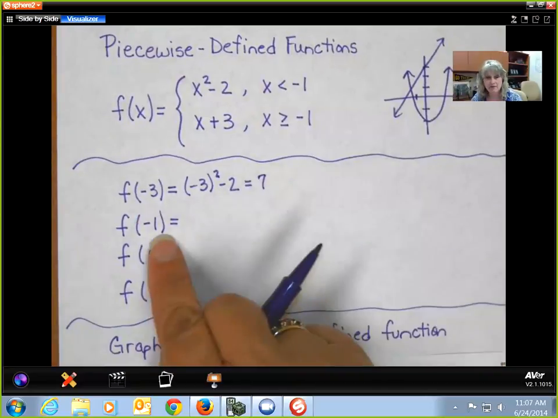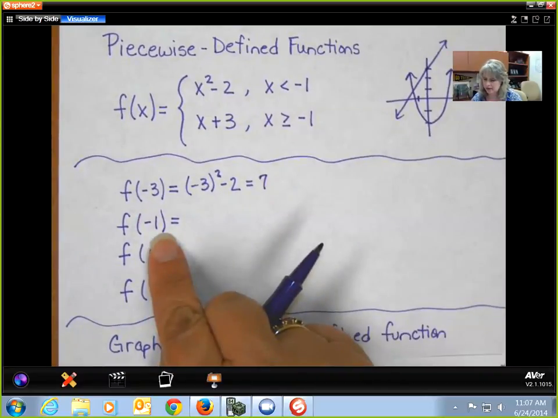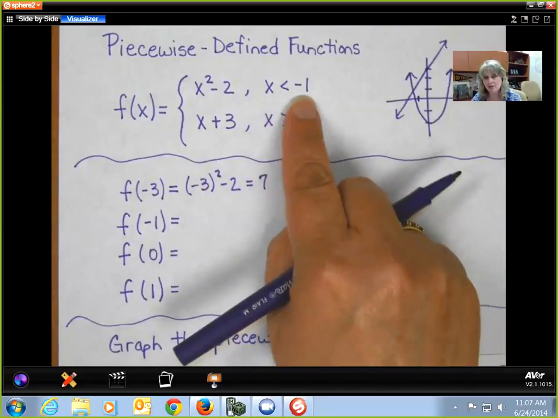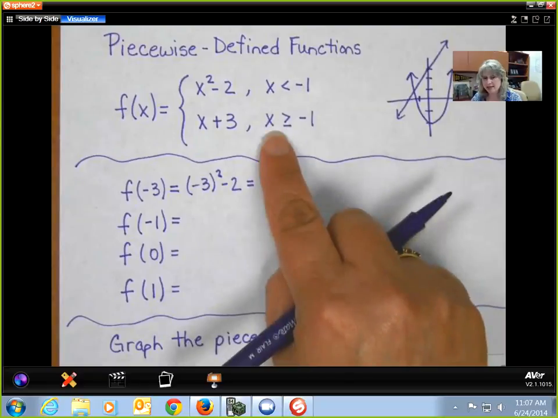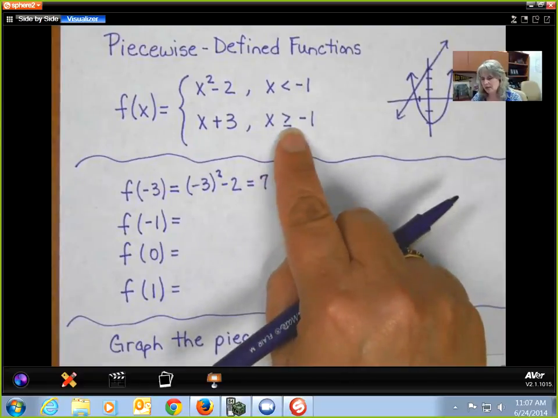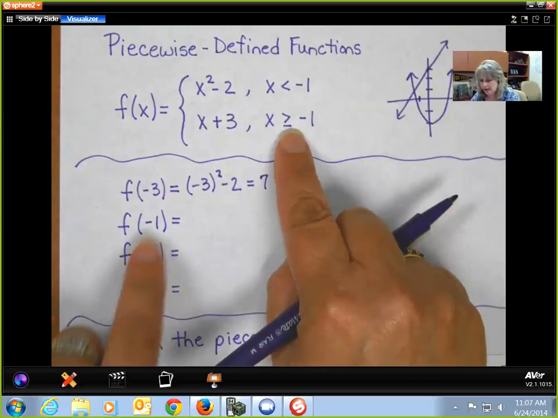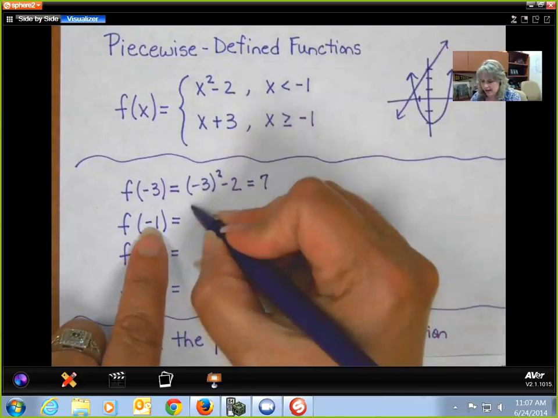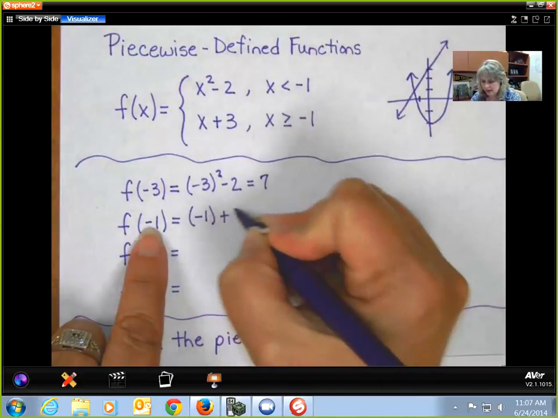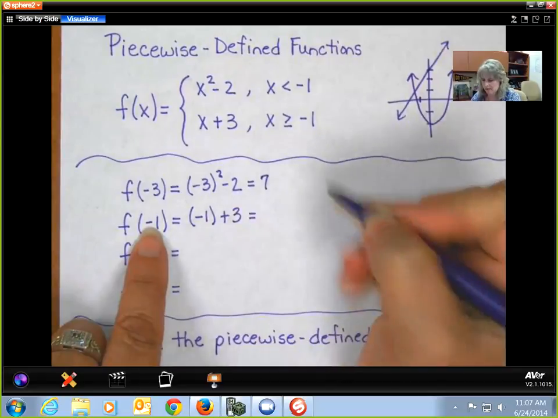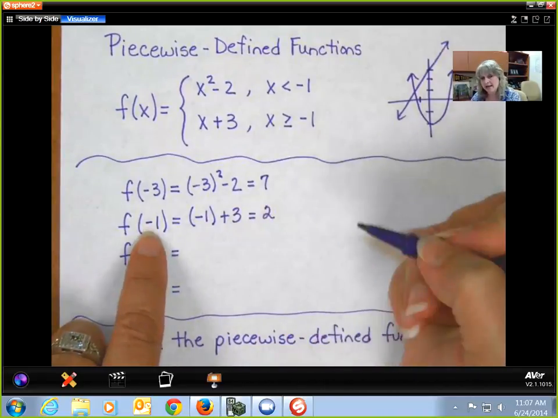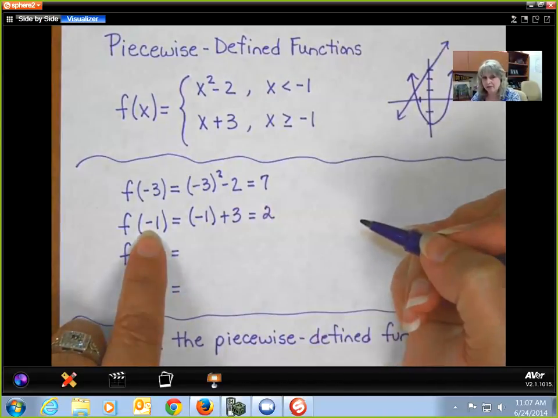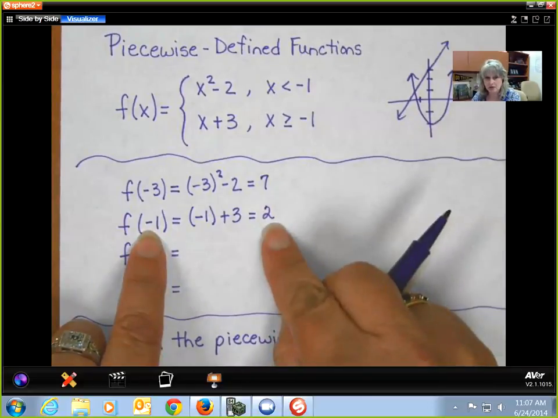Okay, let's look at f of negative 1. Well, is negative 1 less than negative 1? No, it's equal to it. So we look, is negative 1 greater than or equal to negative 1? Yes, it's equal. So we're going to put the negative 1 in place of the x in the second equation. So we're going to have negative 1 plus 3. That's going to give us a positive 2. So when x is negative 1 on this piecewise graph, the y value is going to be 2.